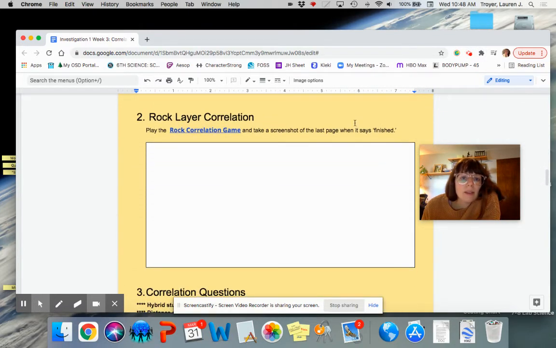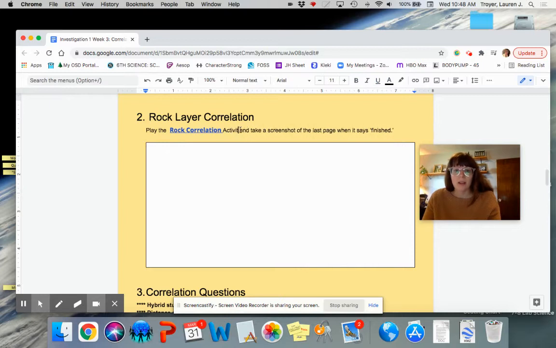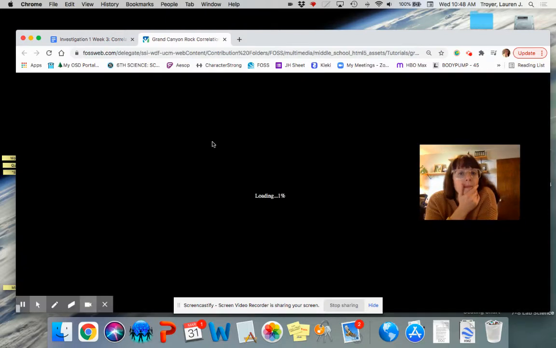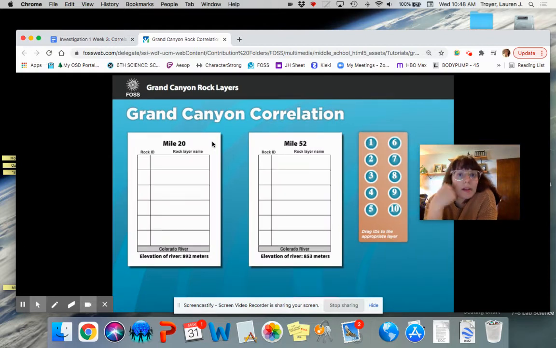Hopefully you already did. The next thing is called a rock layer correlation. It's not really a game, it's really more of an activity. Take your time as you go through this and do each step. You're going to need to use the thing that we just filled in. So if you look at the thing we just filled in for mile 20, you'll see there's a space here, and then this is layer 10. So pay attention because it doesn't look quite like this on your document.